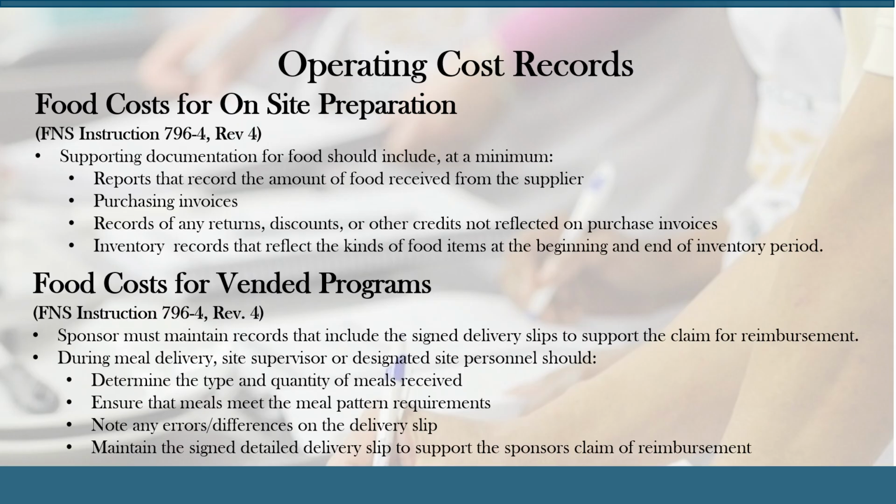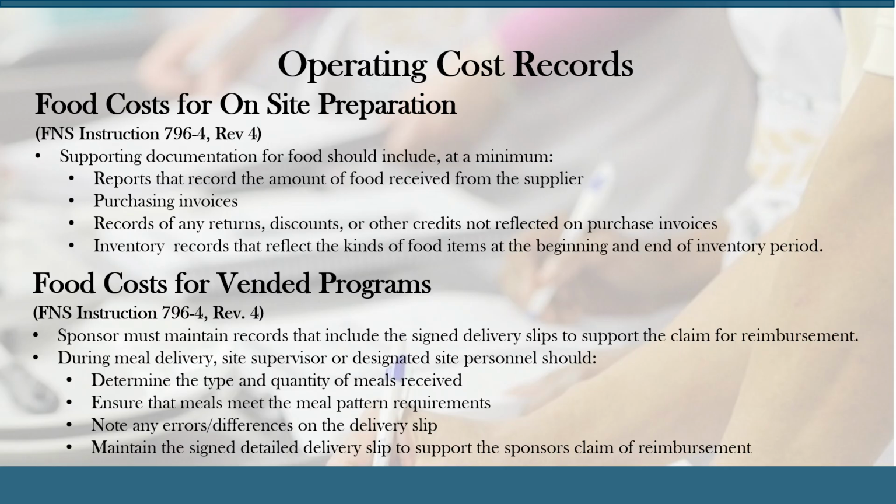Operating cost records. Food costs for on-site preparation. Supporting documentation for food should include at a minimum reports that record the amount of food received from the supplier, purchasing invoices, records of any returns, discounts, or other credits not reflected on purchase invoices, and inventory records that reflect the kinds of food items at the beginning and end of the inventory period.